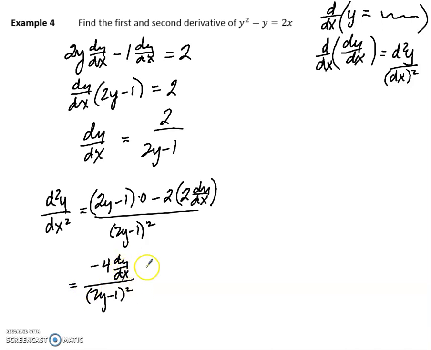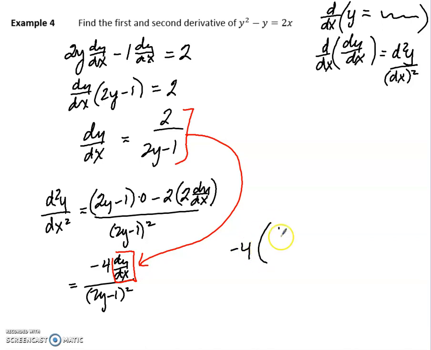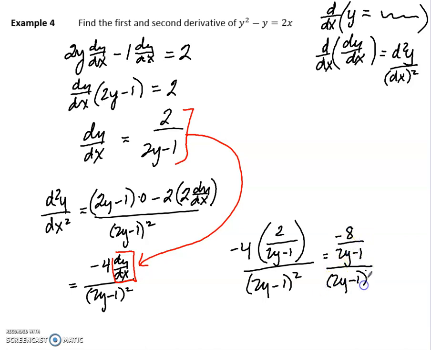But we can't leave this. Well, it's easier than you think. This is right here. Whoop, I'm just going to plug that in. So I'm going to have negative 4 times 2 over (2y - 1), over (2y - 1) squared, which becomes negative 8 over (2y - 1). If I multiply by the reciprocal, be careful, the reciprocal is that, I end up with negative 8 over (2y - 1) cubed.